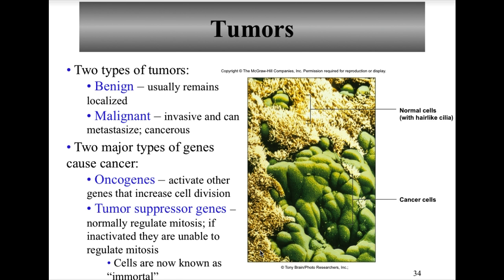Tumors: basically, abnormal cell division is cancer. When cell division occurs with no control, you get a tumor, or growth, or neoplasm. You could have two types, benign or malignant tumors. A malignant tumor is a cancerous growth. A non-cancerous tumor is a benign tumor.